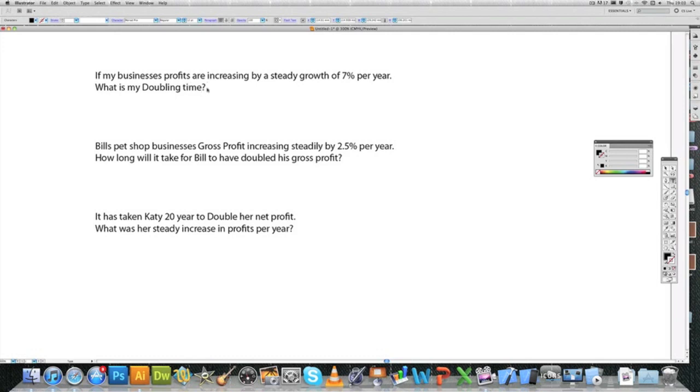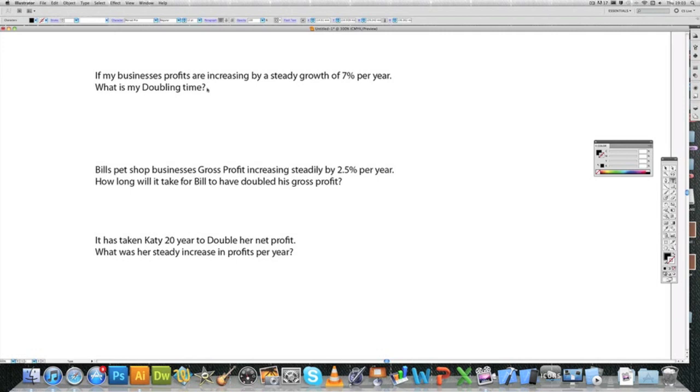So what we need to do first, now I'm not a great mathematician, is take the number 70 and divide it by this percent over here. So we divide 70 by 7%, and that obviously equals 10. What that's telling us is that after 10 years, our profits would have doubled if they steadily increase by 7%. They have to increase by that percent per year, otherwise the equation wouldn't work.